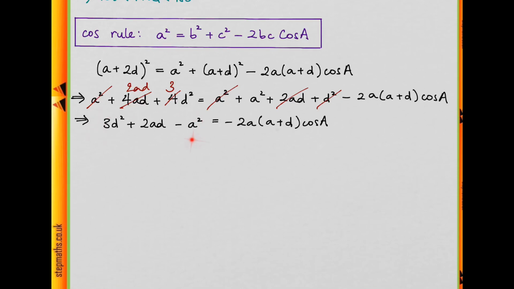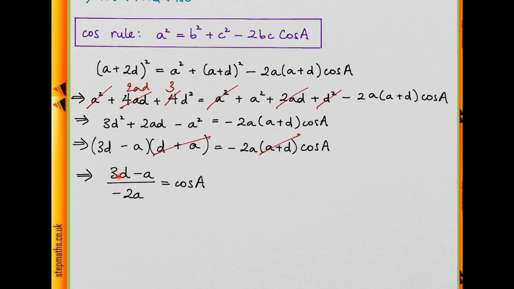Okay, so now let's see if we can factorise this left-hand side, maybe. So, to get a 3D squared, we're going to have a 3D and a D. And to get the minus A squared, we're going to have an A and a minus A. And to make the 2AD in the middle, we see that the minus A is going to have to go in this bracket, and the A plus D is going to go in the second one. Okay, and now we see that we can cancel A plus D off both sides. Then if I divide by this minus 2A, then this 3D over minus 2A is just going to give us minus 3D over 2A, and the minus A over minus 2A gives us plus a half equals cos A.